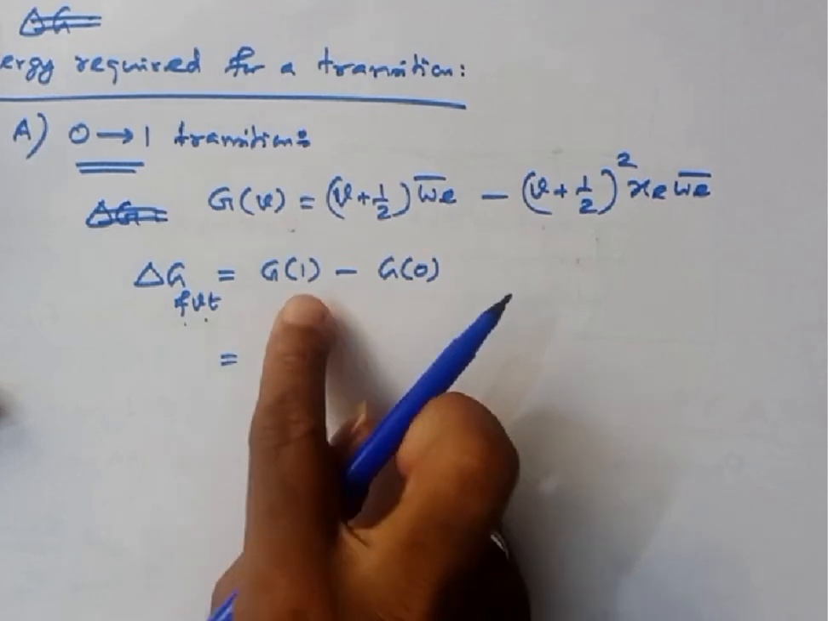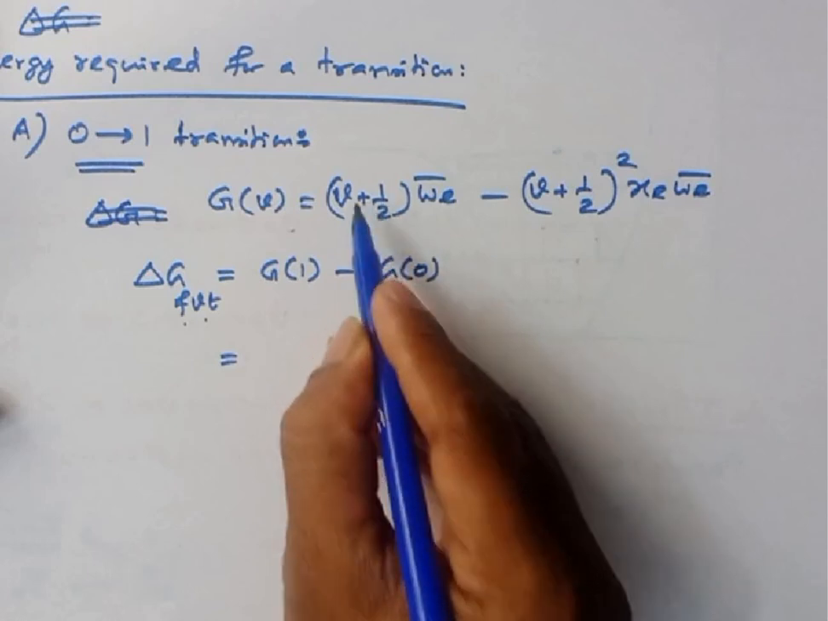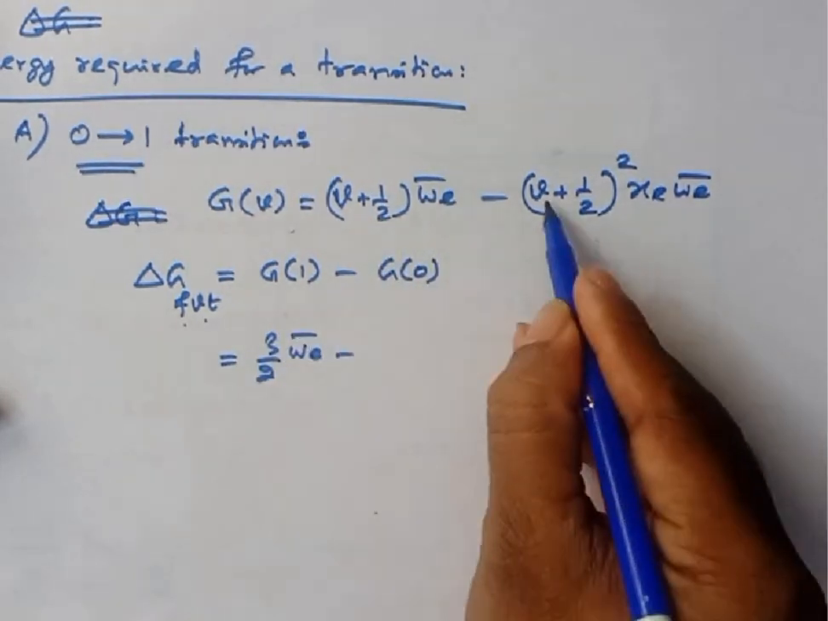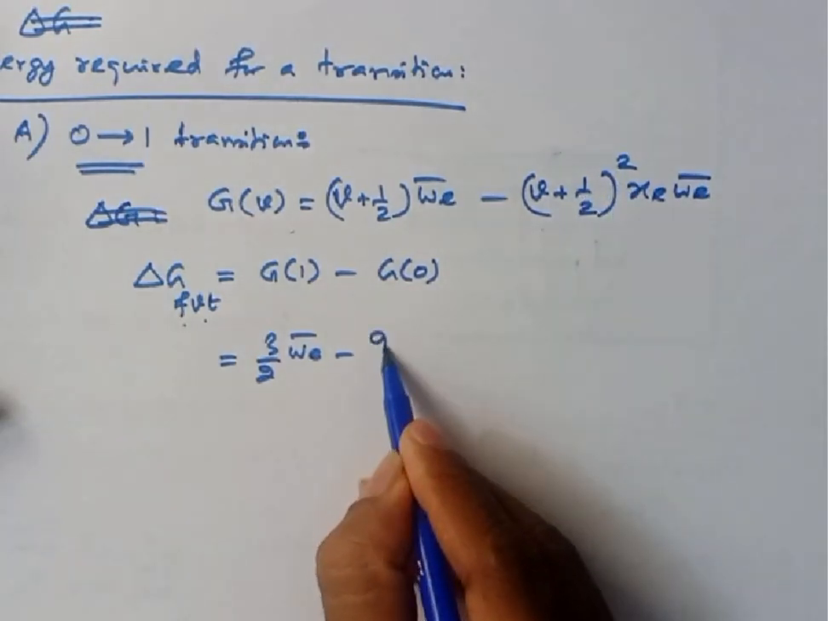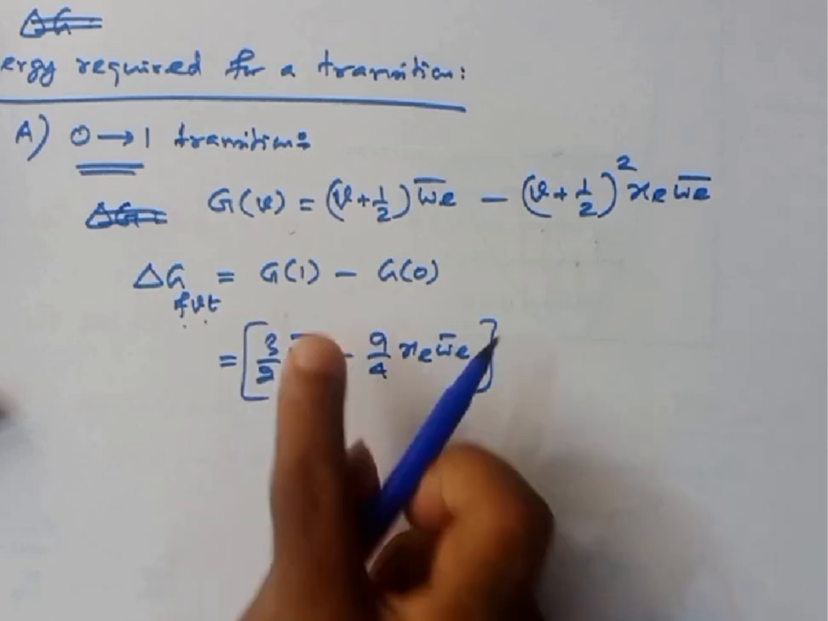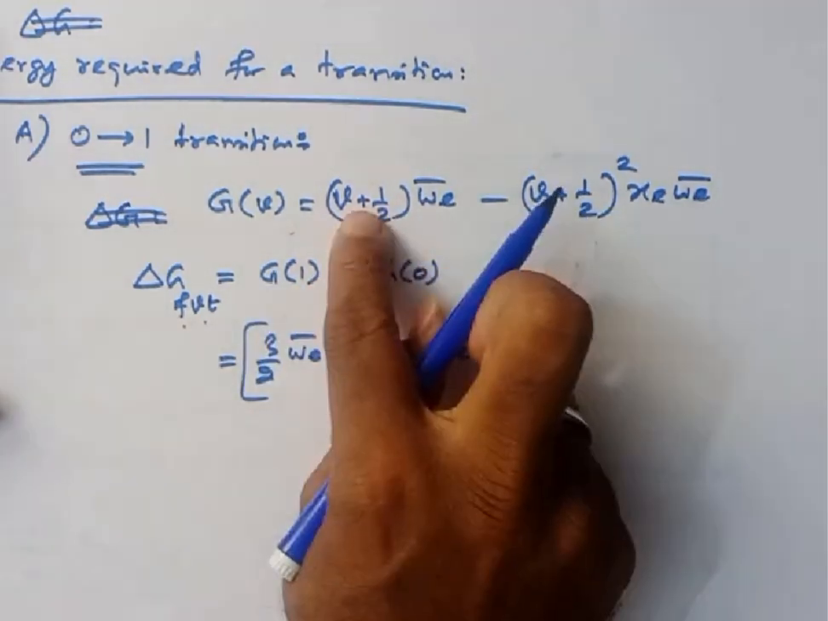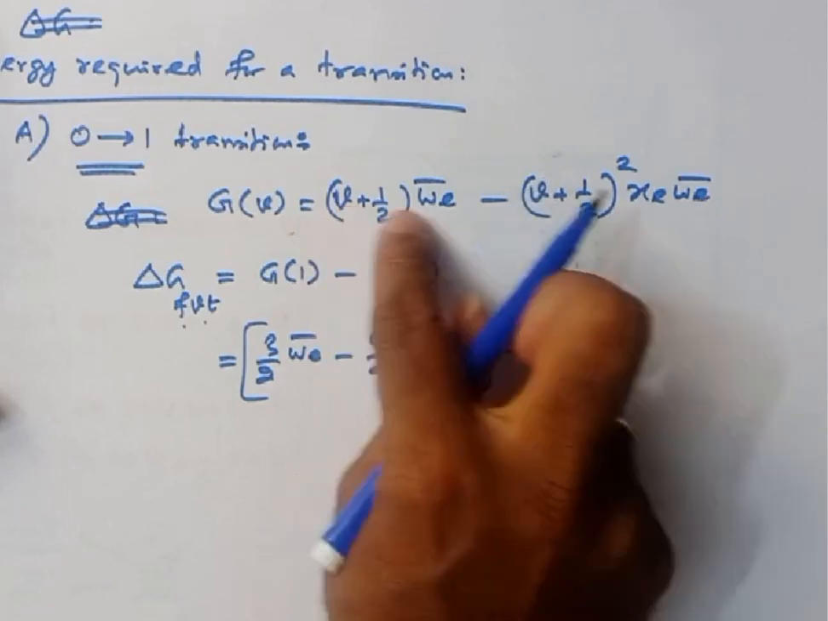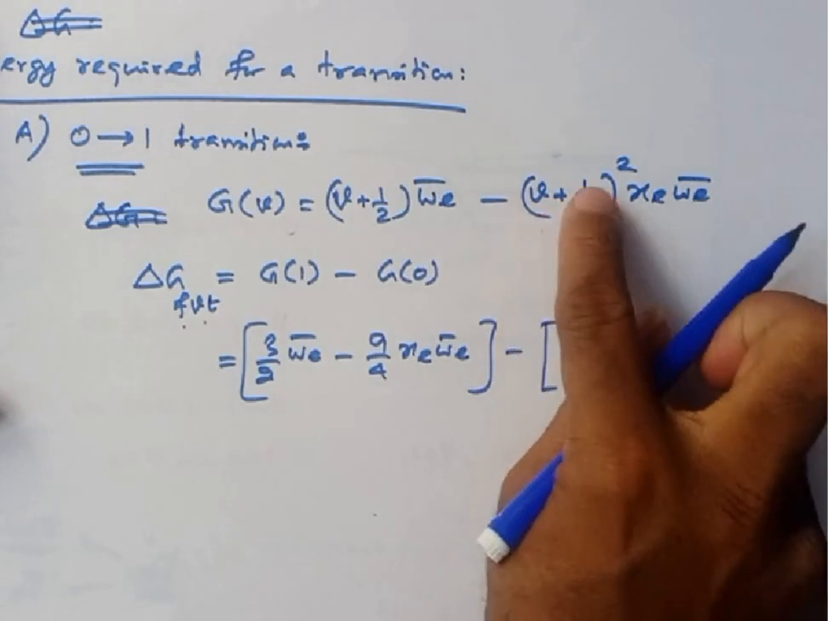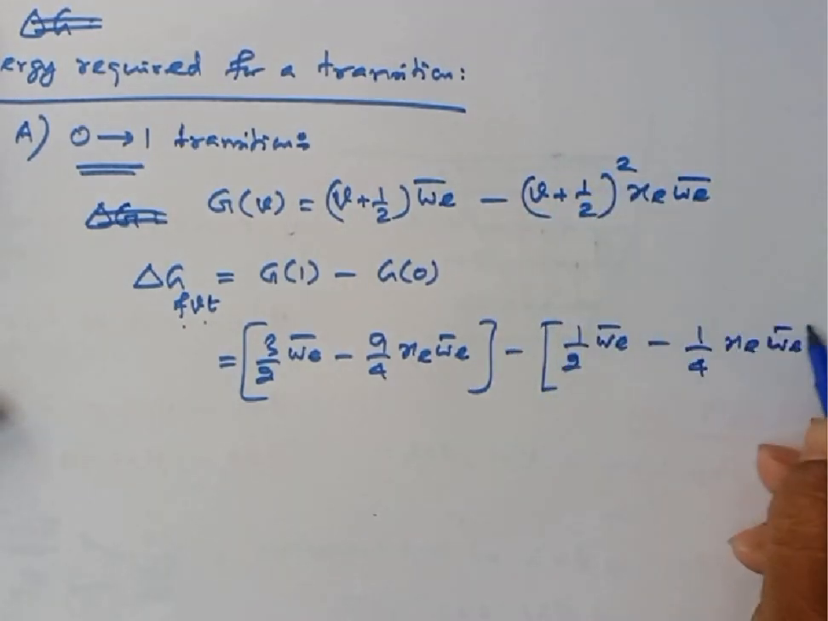So if you put 1 here, wherever V is there, you put 1. I'll get 1 plus 1 by 2, which is 3 by 2. So 3 by 2 omega E bar minus, if I put 1 here, I'll get 3 by 2 square, which is 9 by 4 XE into omega E bar. This is the vibration energy when V equal to 1. If I put V equal to 0 here, then half omega E bar minus 1 by 2 square, which is 1 by 4, so 1 by 4 XE omega E bar.